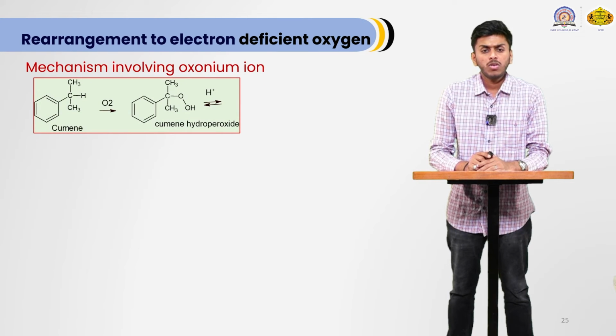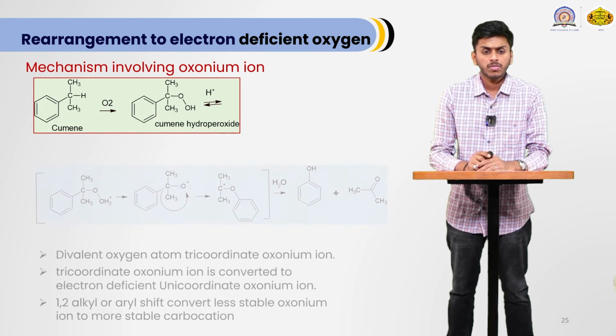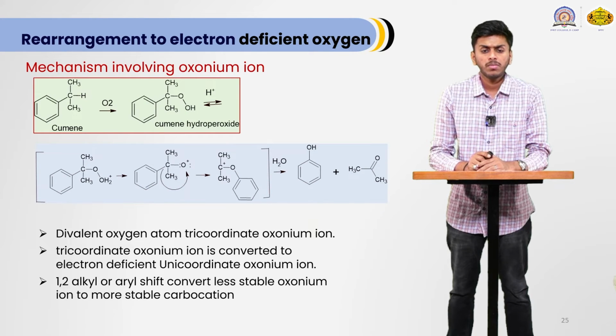Rearrangement to electron deficient oxygen. It involves the mechanism involving oxonium ion. Divalent oxygen atom, tricoordinate oxonium ion. Tricoordinate oxonium ion is converted to electron deficient uni-coordinated oxonium ion. A 1,2 alkyl or 1,2 aryl shift converts the less stable oxonium ion to a more stable carbocation. Here is one of the examples of oxonium ion. The cumene is converted into cumene hydroperoxide and finally to phenol. Here the intermediate oxonium ion is involved in the second step.